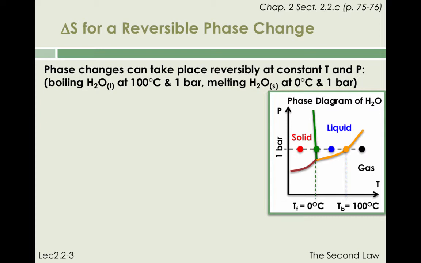Similarly, crystallization of water liquid and melting of ice at 0 degrees C and 1 bar are reversible processes. These conditions are shown by the green dot on the phase diagram of water.